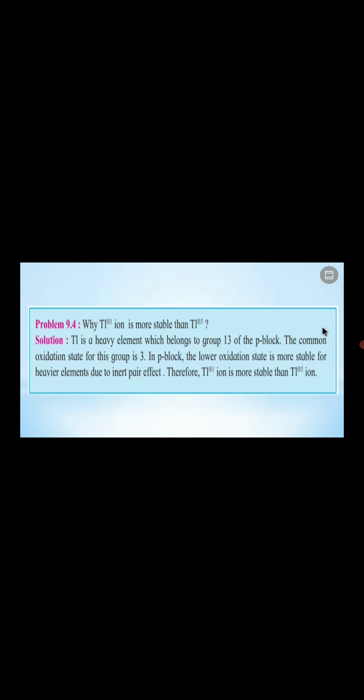Students, next we saw problem number 9.4. Why is thallium +1 more stable than thallium +3? Let us solve this problem. Solution: thallium is a heavy element which belongs to group 13 of the p block. The common oxidation state for this group is +3. In the p block, the lower oxidation state is more stable for heavier elements due to the inert pair effect. Therefore, thallium +1 ion is more stable than thallium +3 ion.